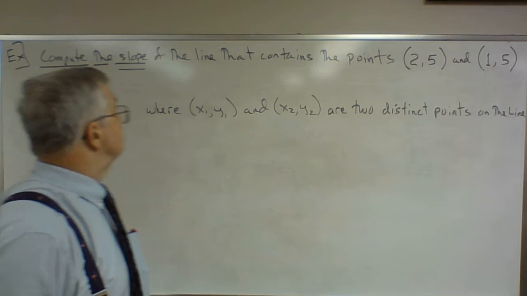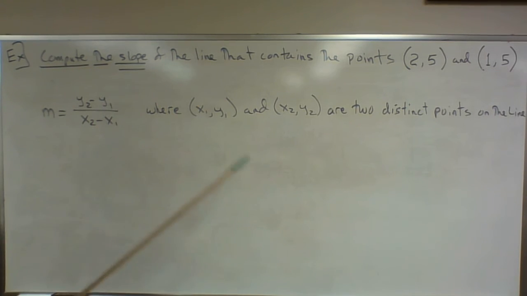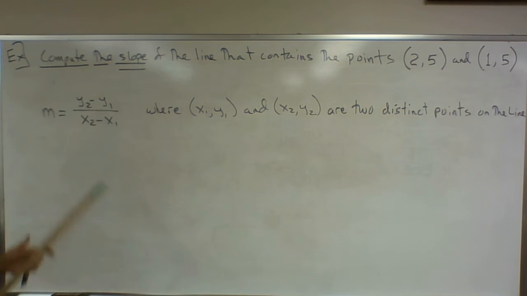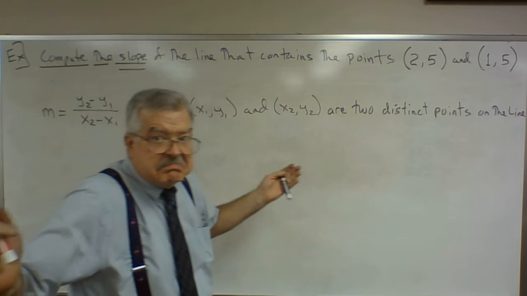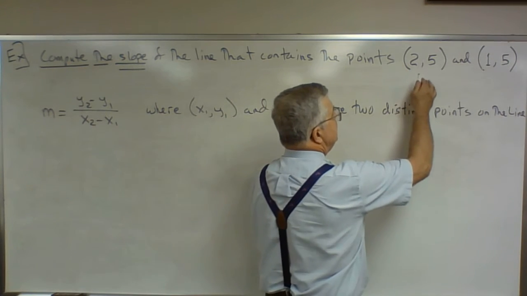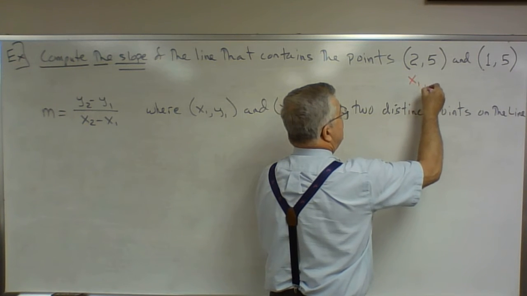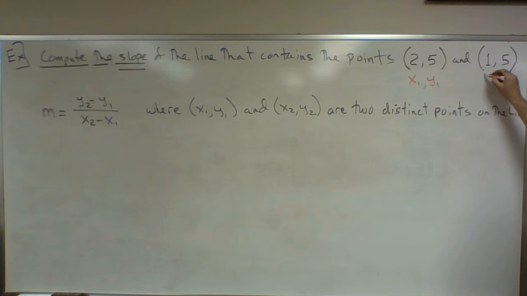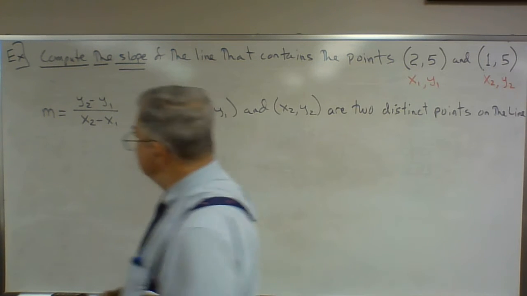Here's a good one. Compute the slope of the line that contains these two distinct points. We're going to use our slope formula, y2 minus y1 over x2 minus x1. And again, we might as well just let this one be the first point, x1, y1. Let this be the second point, x2, y2. And let's compute.